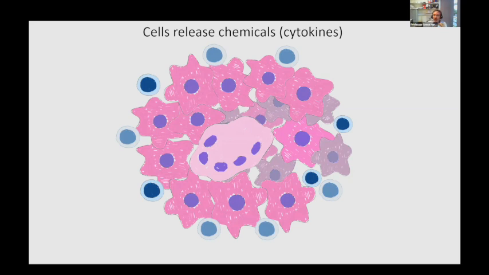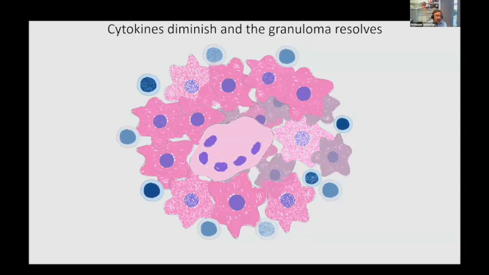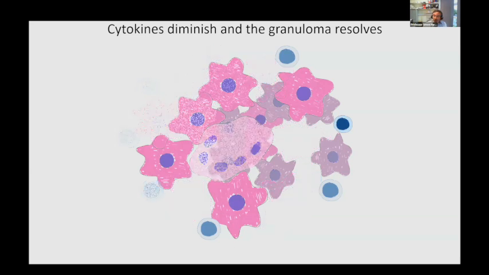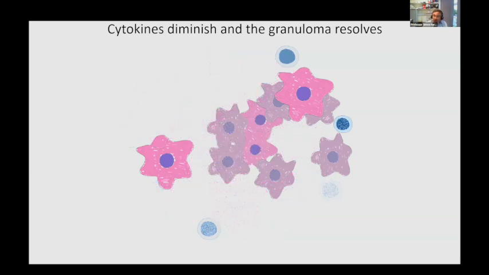And of course, what we want to see happen in sarcoidosis is that these chemicals diminish, they reduce, and hence the granulomas resolve. And that reduction in the chemicals called cytokines and the resolution of the granuloma may occur by itself over time, spontaneously, or may need treatment in order to speed up that process.